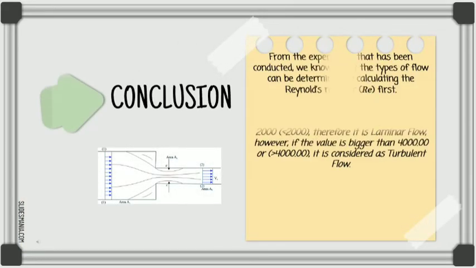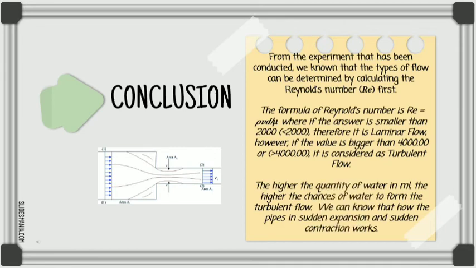Conclusion. From the experiment that has been conducted, we know that the type of flow can be determined by calculating the Reynolds number first. The formula of Reynolds number is Re, which means density times velocity times diameter divided by dynamic viscosity of fluid. Therefore, it is laminar flow. However, if the value is bigger than 4000, it is considered turbulent flow. The higher the quantity of water in milliliters, the higher the chance of water forming turbulent flow. We can know how pipes in sudden expansion and sudden contraction work.